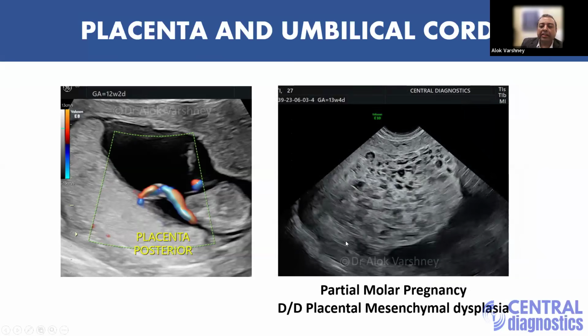Now here the placenta has a lot of cystic spaces like this. So usually, if the fetus is abnormal, it has gross morphological abnormalities, this is a sign of partial molar pregnancy. Or if the baby is normal, then it can be a sign of placental mesenchymal dysplasia.